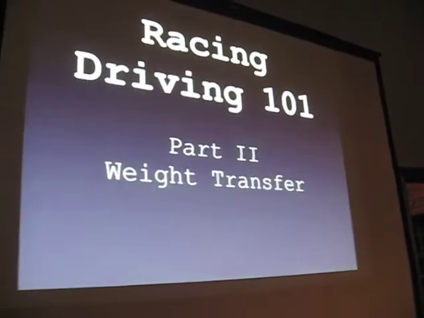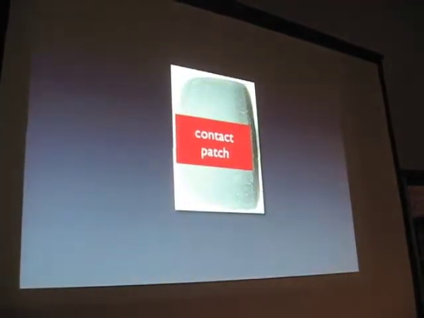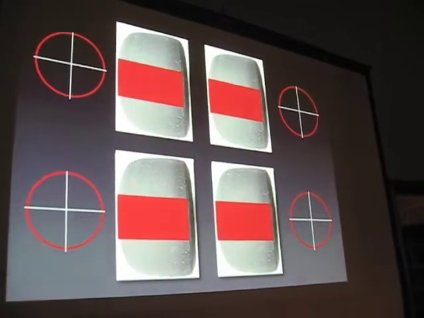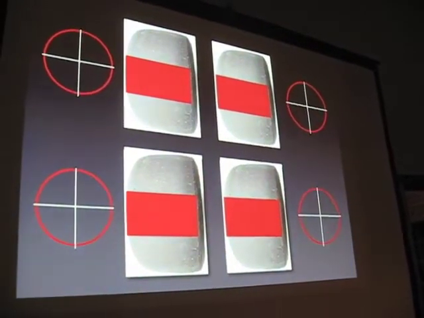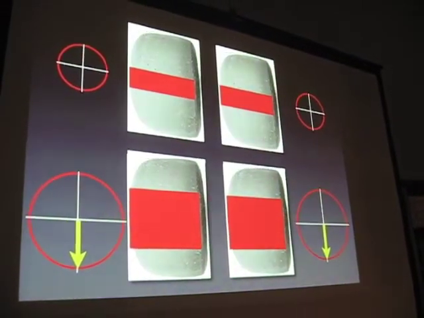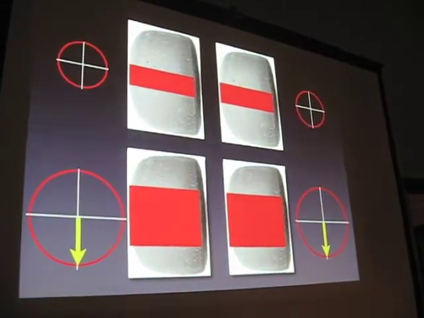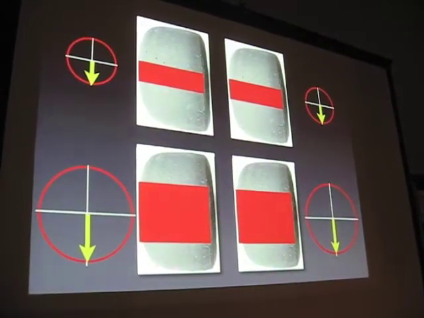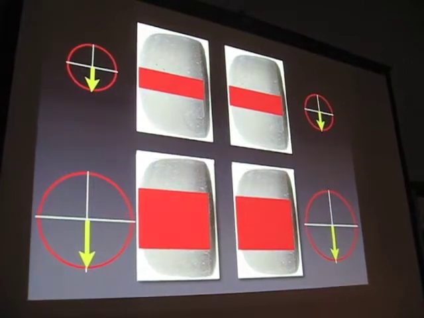So part 2 is weight transfer. You don't just have 1 contact patch, you actually have 4. And the contact patch changes sizes, and the traction circle changes relative sizes based on what you're doing. If you're accelerating, like in this case, the effective contact patch of your rear tires are much larger than your fronts. If you have a 4-wheel drive car, you get a little bit extra.